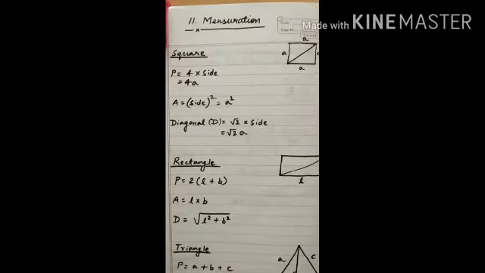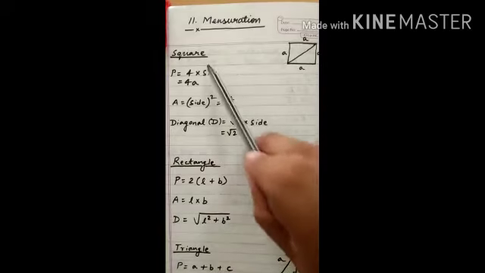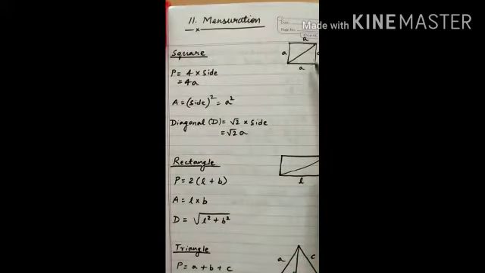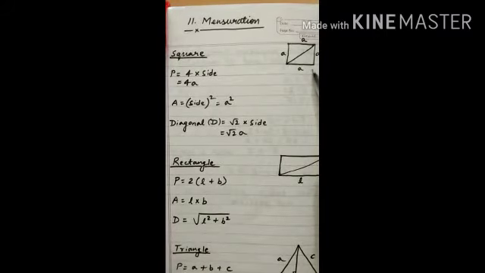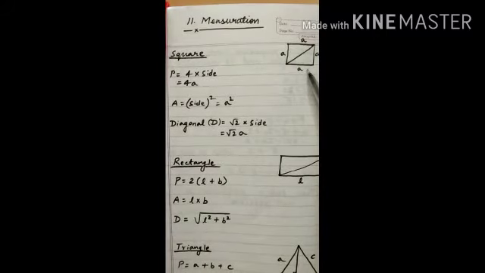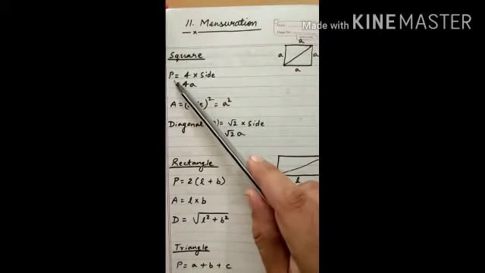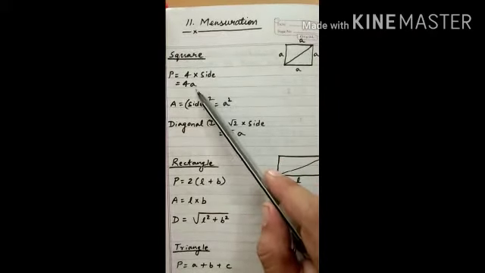In this lecture, I am explaining the basic formulae of the chapter mensuration. The first two-dimensional shape in this chapter is a square. Two-dimensional shape means a plane shape, a plane figure. A square has all four sides equal to each other. Perimeter of a square equals 4 into side.